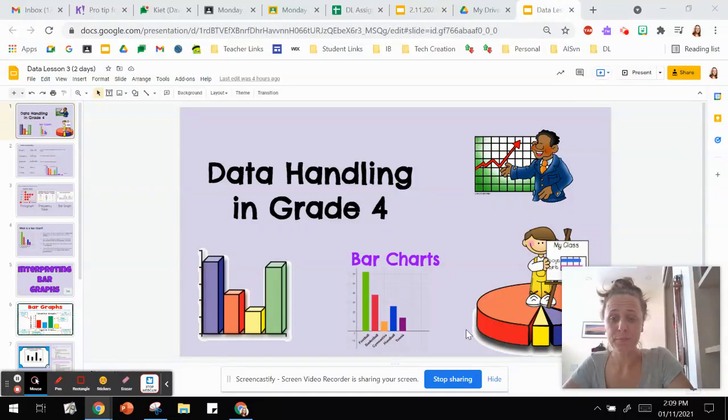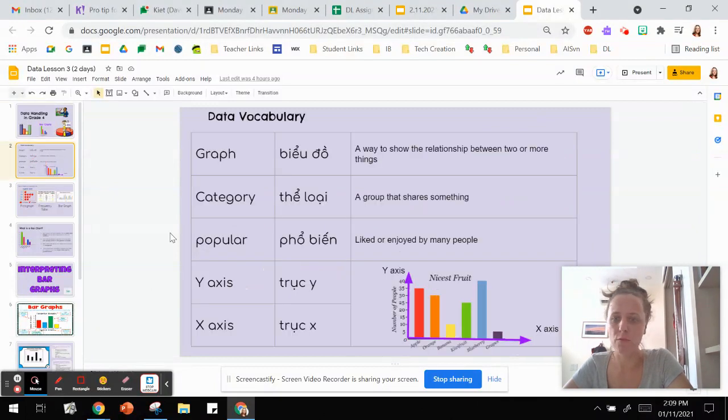Today we are going to be looking at bar graphs in particular. These are the vocabulary words that you will need for bar graphs. A graph is a way to show the relationship between two or more things. For example, down here, we're looking at the relationship between number of people and categories of fruit.